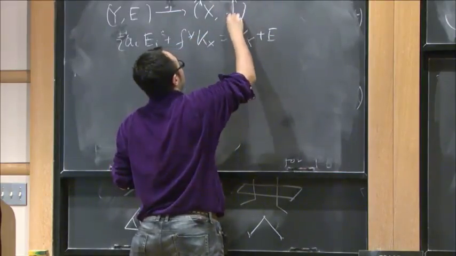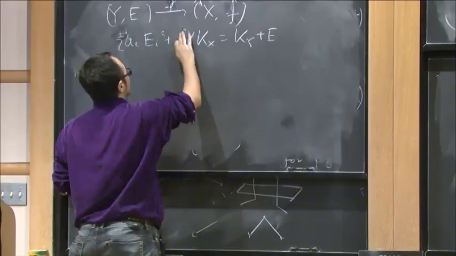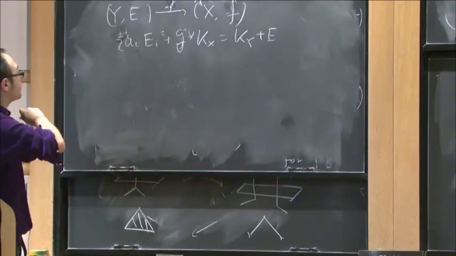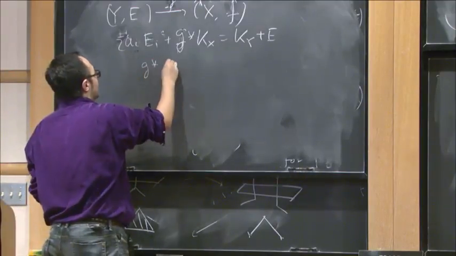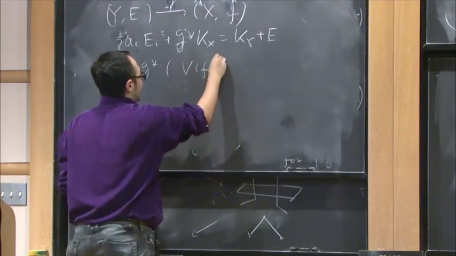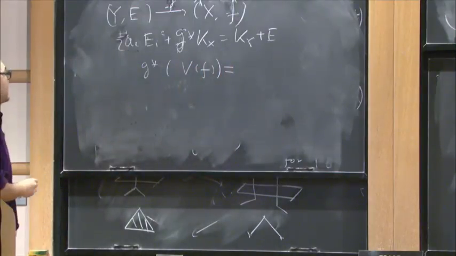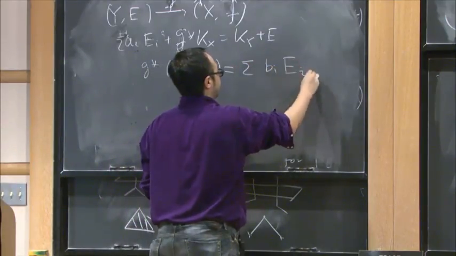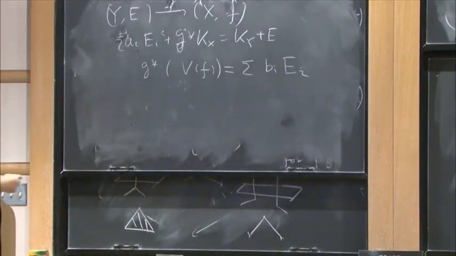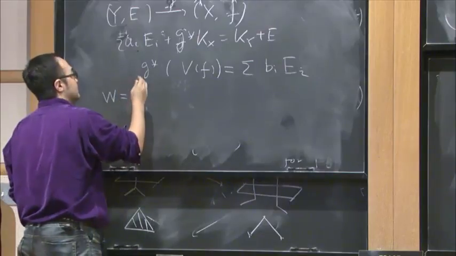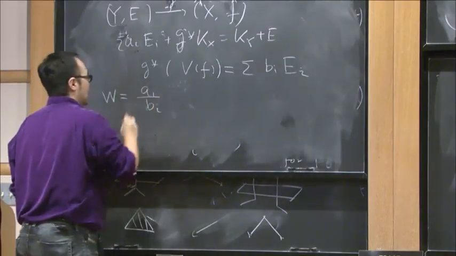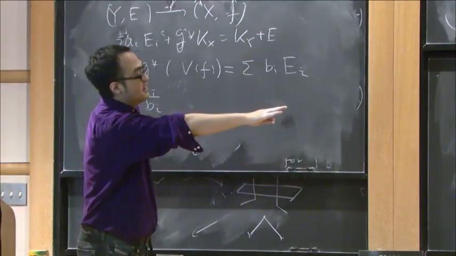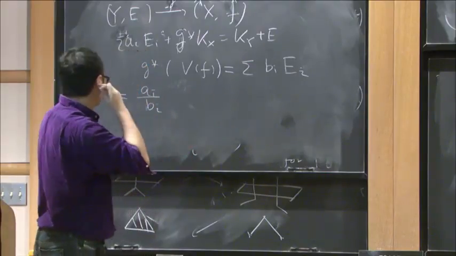Let me call this G. So I still compare, so this is still the log discrepancy. And then I still compare the divisor V_f, and I compute the multiplicity along E_i, which I still call b_i. And then I define the weight function to be still the same, a_i over b_i. And we know that the minimum one of this will be just the log canonical threshold. So that's the log canonical threshold I said there.